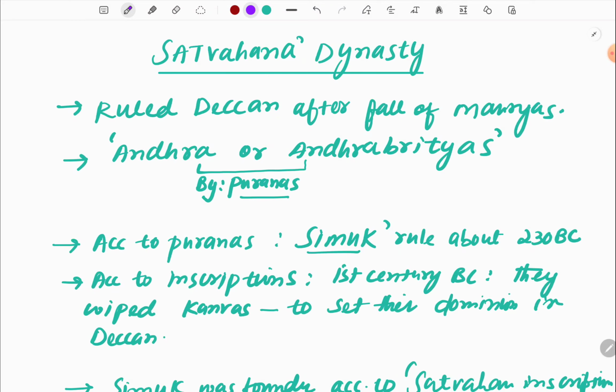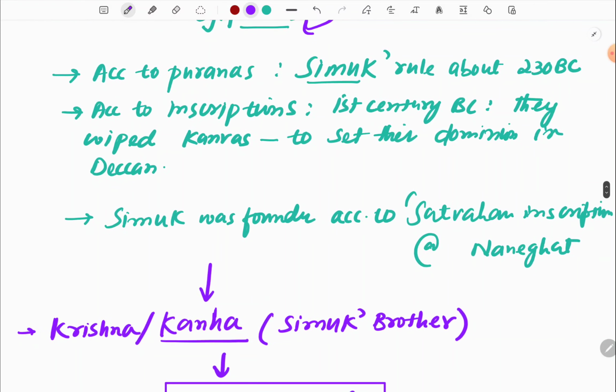The Satvana dynasty ruled the Deccan after the Mauryas' fall, and these were the first who replaced the Mauryas and ruled the Deccan. It was mostly part of Andhra Pradesh, present day Maharashtra, Telangana, and some parts of Gujarat. That's why they were also called Andhra Brityas according to the Puranas. According to the Puranas, Simuk started his rule about 230 BC. According to some other inscriptions in the first century BC, they were successful in wiping out the Kanvas and set their dominion in the Deccan part of India.